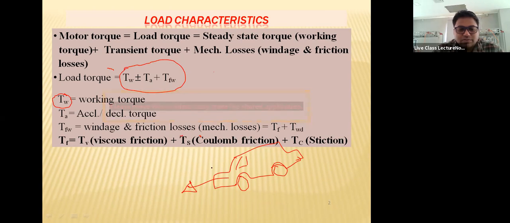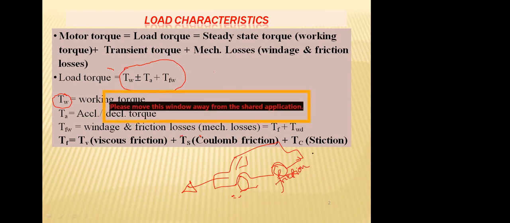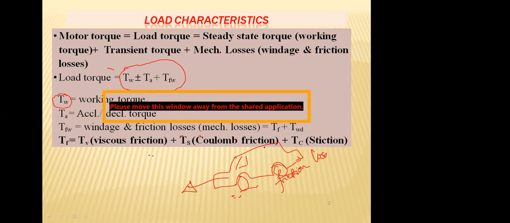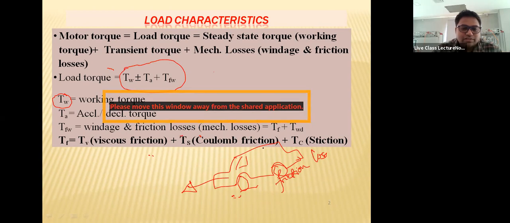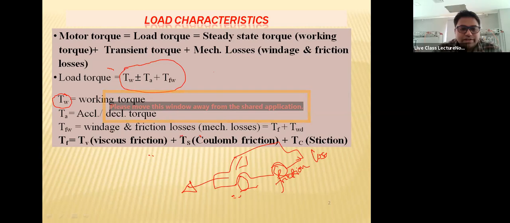So that torque has to be provided first of all, and then you will have a frictional loss. Plus, when you are driving, the more speedily you drive, the more drag you will experience, the air friction. So that's called the windage and friction loss.